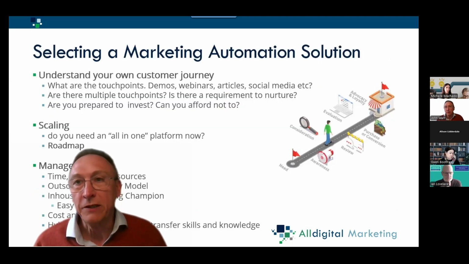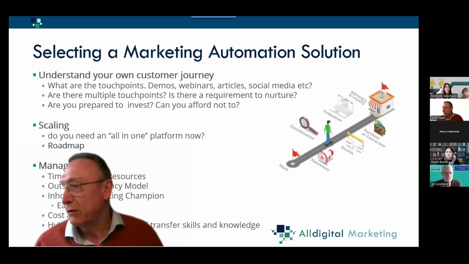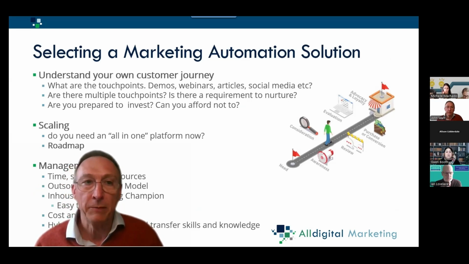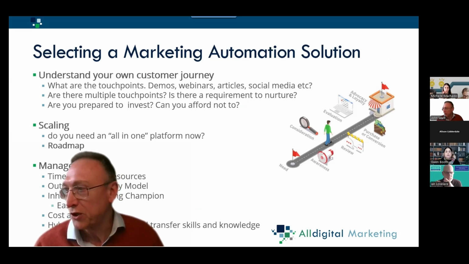So, selecting a marketing automation solution: do you need one? Is it right for you? Is it something you need to think about? There are three things you need to think about if you're considering marketing automation. One, do you actually need it? I.e., do you understand your customer journey? Would you know what you would need it to do? Like all these things, you need to do a needs analysis.